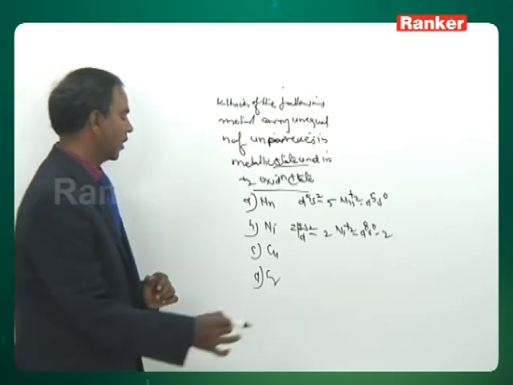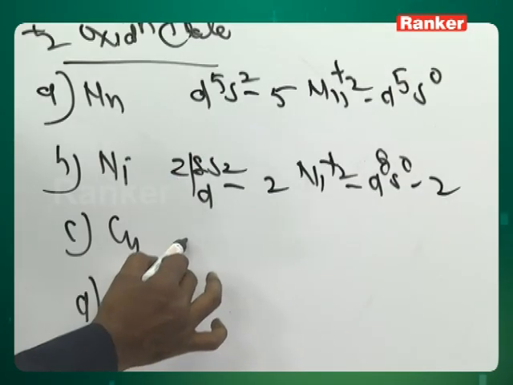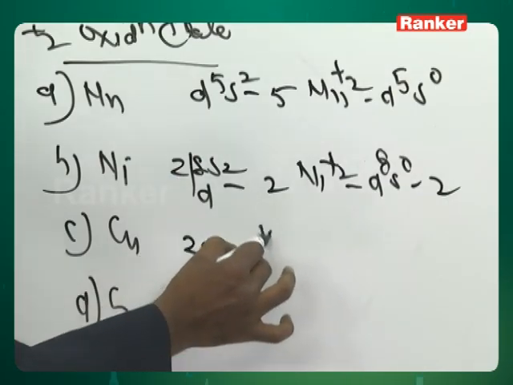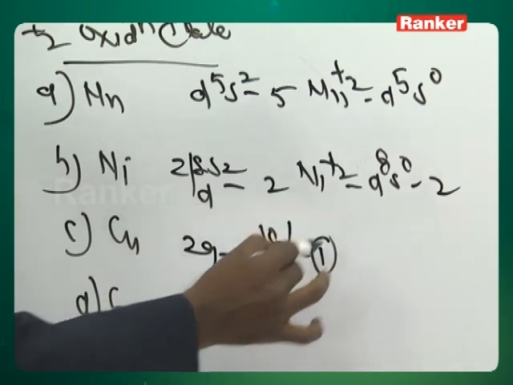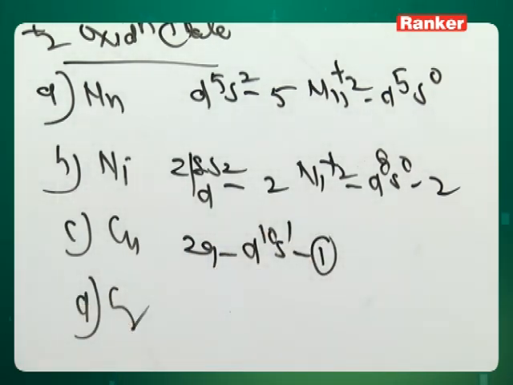Let us check it. Copper. Copper's atomic number is 29. The electronic configuration comes to be d10 s1. In the metallic state, how many unpaired electrons is it carrying? Only one, from s1.